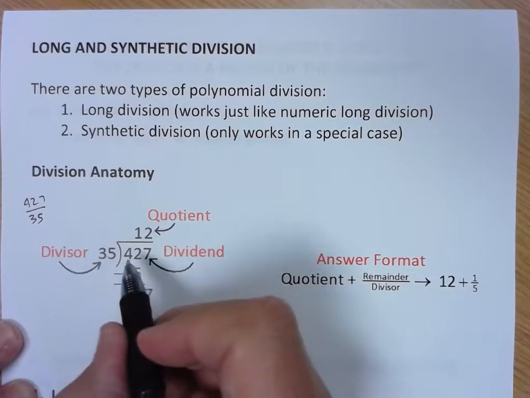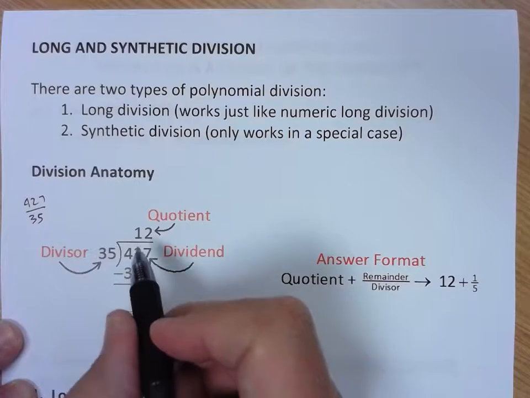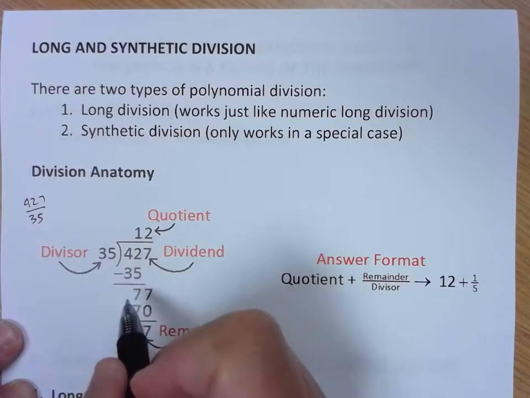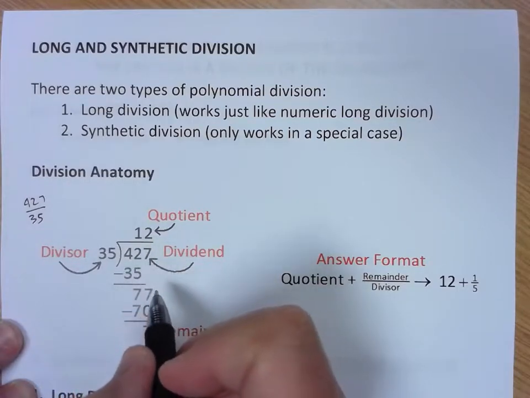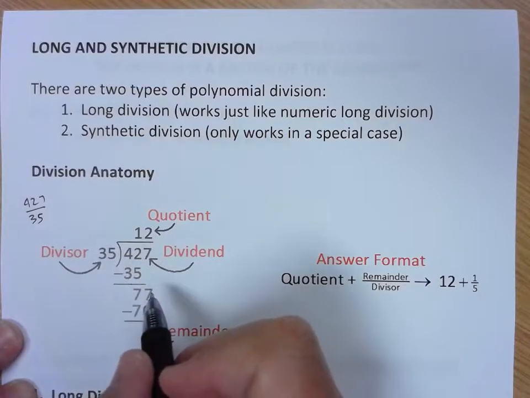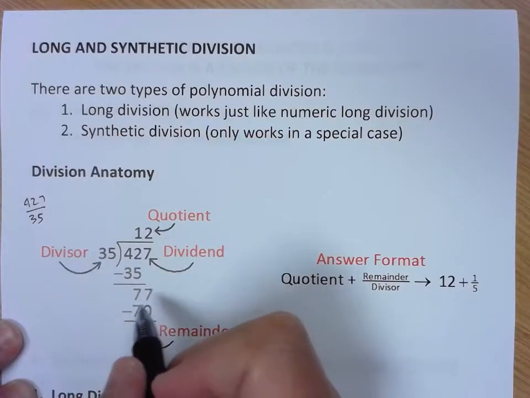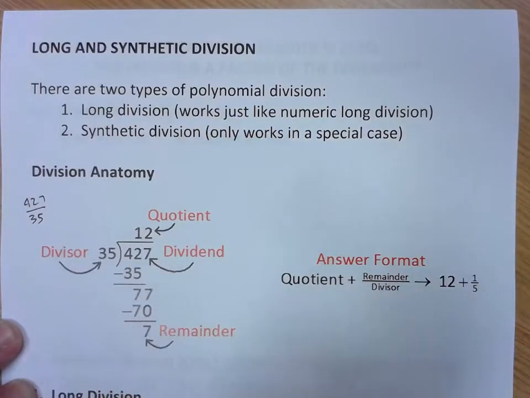You say 35 goes into 42 once. 1 times 35 is 35. Subtract that from the 42 up above it, leaves you with 7. Bring down the 7, and then you start all over. 35 goes into 77 twice. 2 times 35 is 70. Subtract that, you get 7, and then you're done.